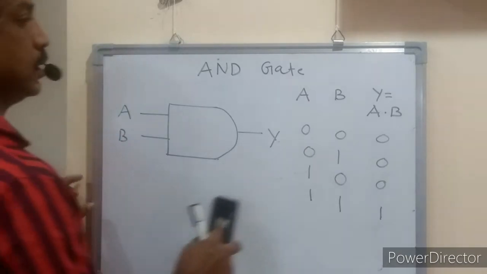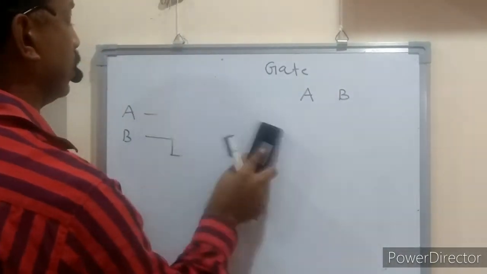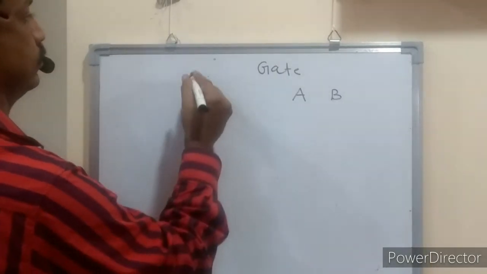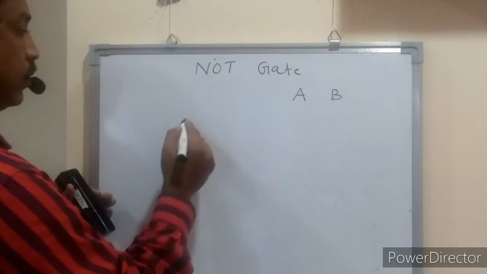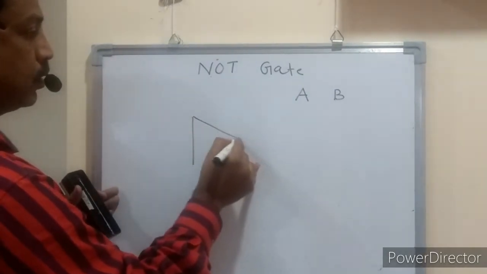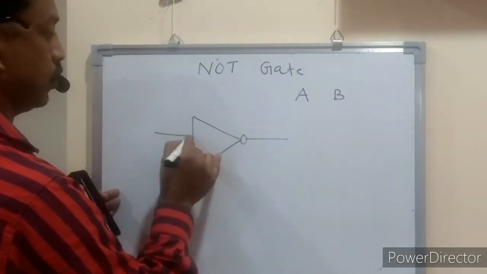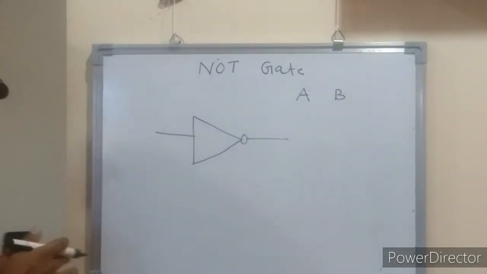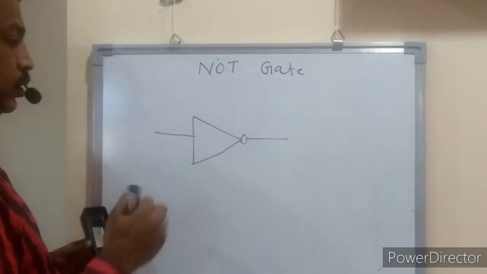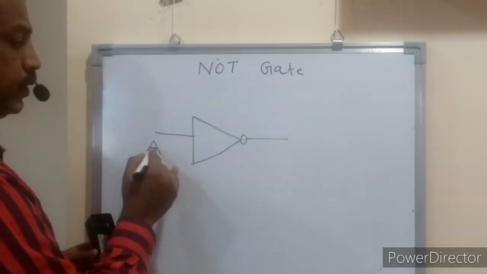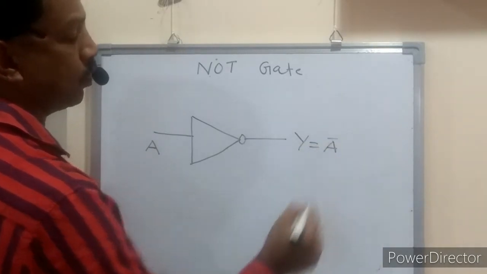The next simple logic gate is the NOT gate. We can simply draw the NOT gate. The NOT gate has one input and one output. The NOT gate is the only logic gate that has one input and one output. If A is the input, then Y equal to A complement is the output.